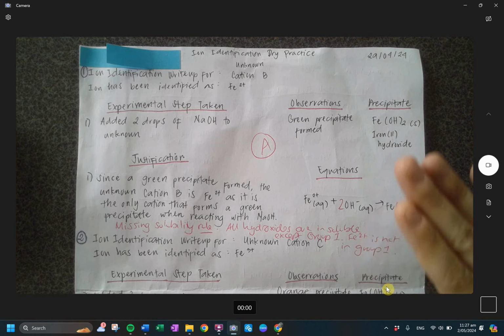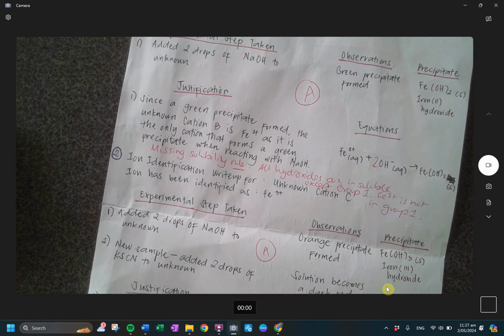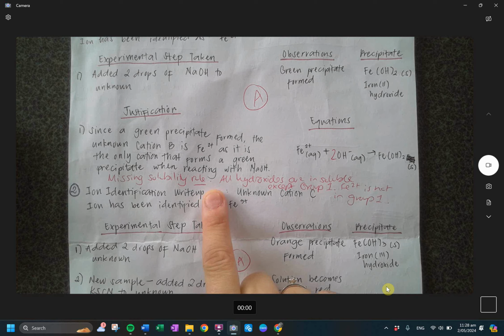Overall, this student knows what they are doing, but there are some little things that are resulting in them not getting the excellence that they should. So, here are some things to keep in mind. The first issue I had was the justification. Even though this justification is great, since the green precipitate formed, the unknown cation B is Fe2+, and it is the only cation that forms a green precipitate when reacting with NaOH. That is a good justification.